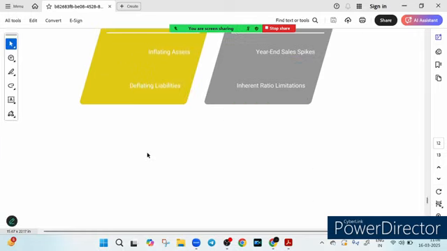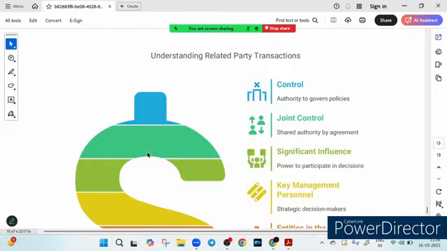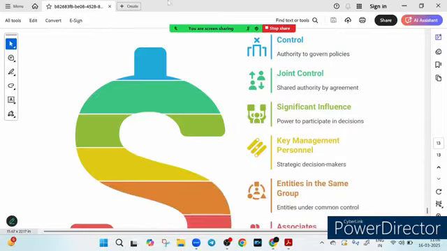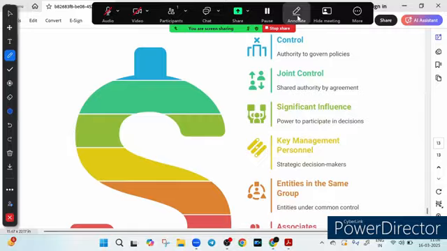So we have discussed every aspect of it: advantages and disadvantages. Now there is something called related party transactions. Money matters, but so do relationships. In business, financial transactions don't happen in isolation. They often involve related parties. Who exactly are these related parties? Let's break it down. The first point is control. When one entity has full control or full authority to govern policy, it holds control over the other. Think of a parent company dictating the operations of its subsidiary.